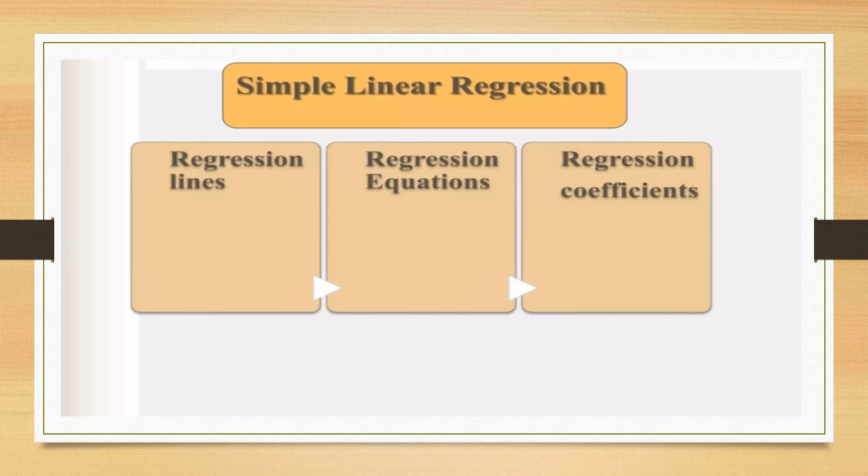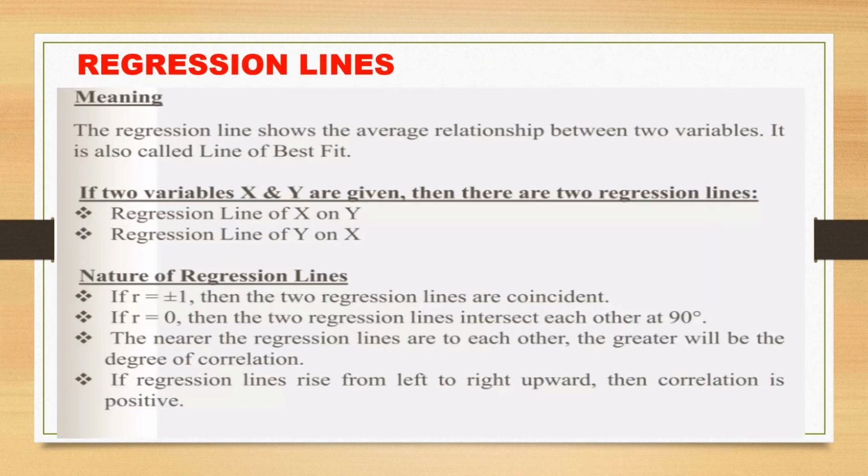The simple linear regression has regression lines, regression equations, and regression coefficients. Let us see them in brief. So what are regression lines? The regression lines show the average relationship between two variables. It is also called the line of best fit. So what are the two lines? The regression line of x on y and the regression line of y on x.